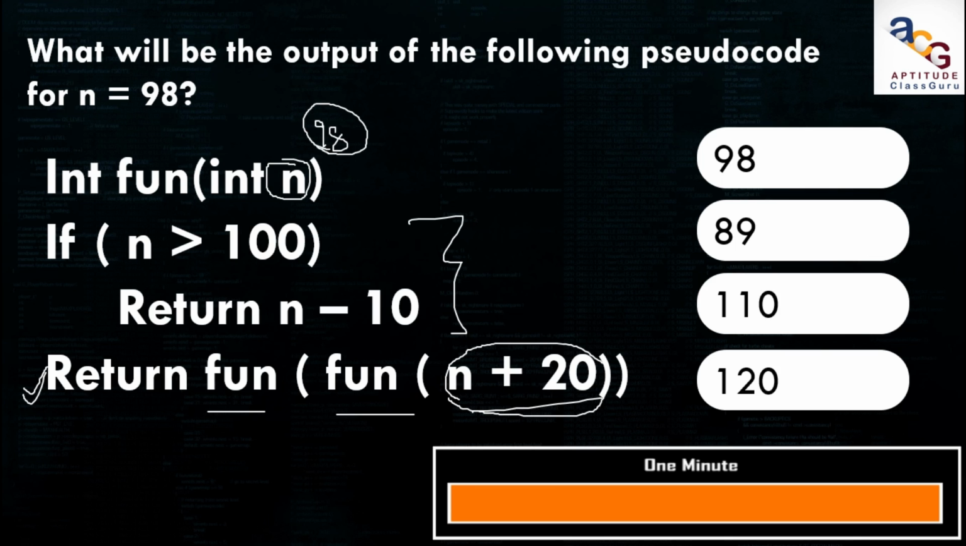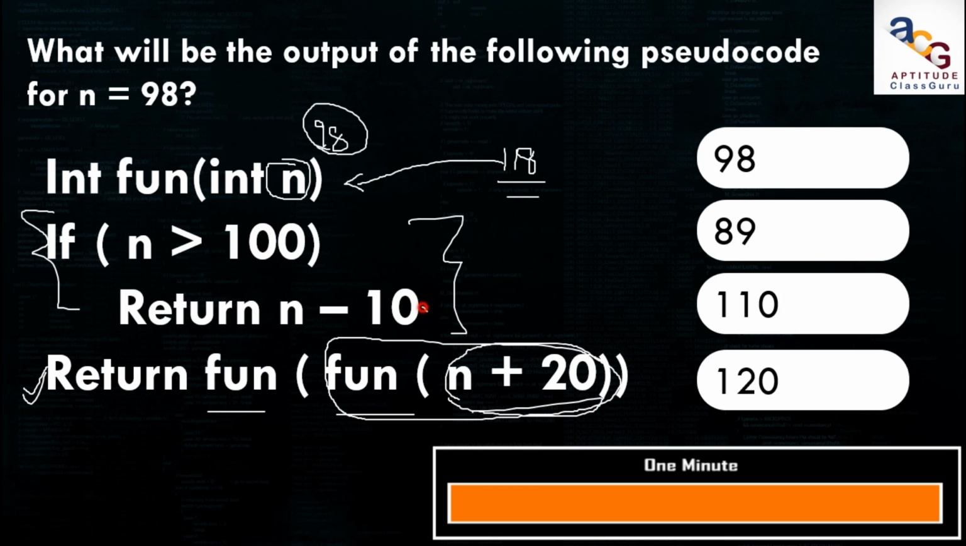So just go with it. What is n plus 20, which is nothing but 118 now. So we are calling the function, initially the inner function. So function of 118, n will be stored as 118 now. So the if condition will be checked. If n is greater than 100, yes, n is presently 118, it is greater than 100, so it will return n minus 10, which is nothing but the first function will get the answer as 108, decreased by 10.